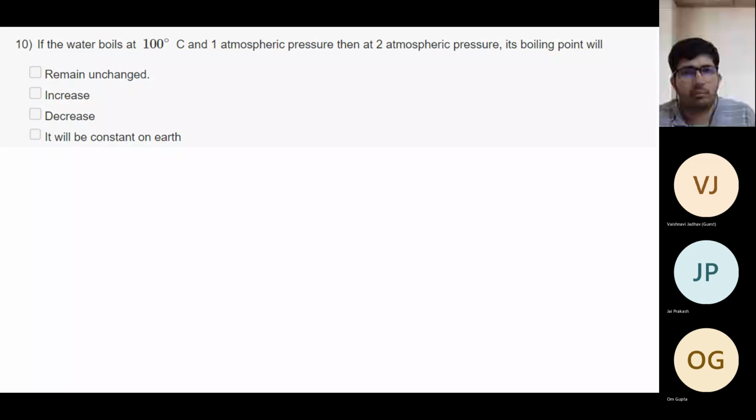Yeah, right. The same principle applies in pressure cookers. If we increase the pressure, then the boiling point will increase. If we decrease the pressure, boiling point will decrease. So the correct answer is option number B.